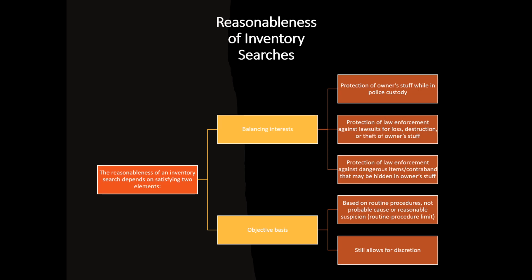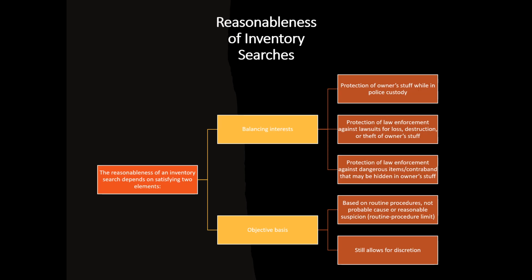Well, first of all, it depends upon satisfying two different elements: a balancing of interests and the objective basis. So the balancing of interest is, we're going to first of all protect the owner's stuff. This goes back to that case we just talked about and what was outlined by Burger. We're going to protect your stuff in custody. So if you've got something valuable in the car, we're going to make sure it doesn't get destroyed, lost, or damaged. We're going to protect the law enforcement from private suits, because people might claim, well, you stole my phone, you stole my laptop, you stole what was in the car.